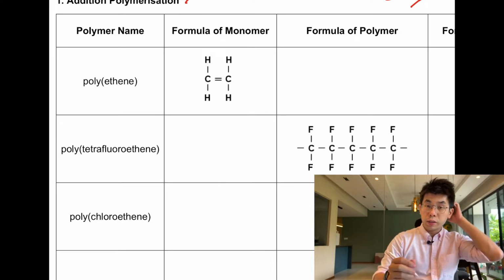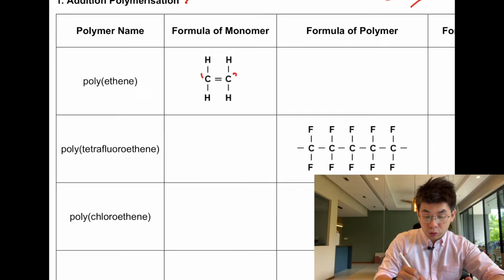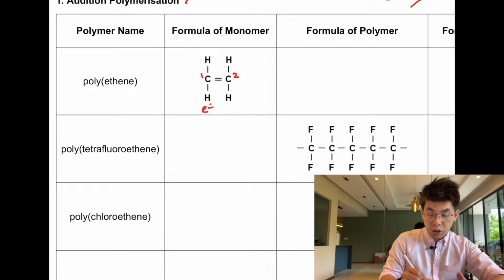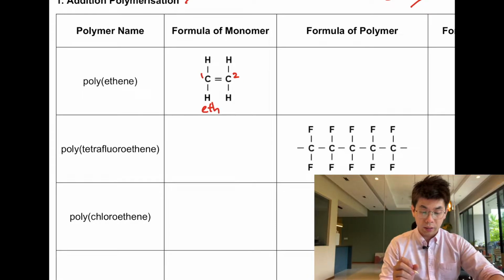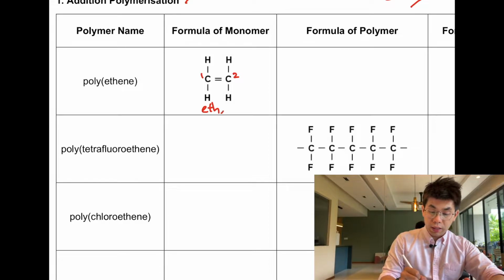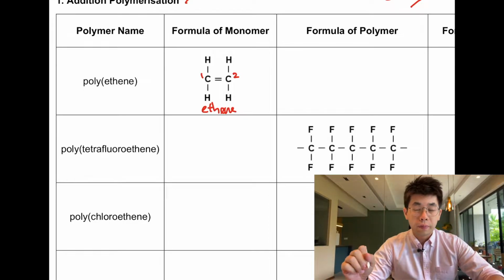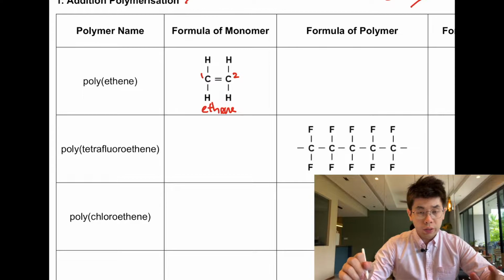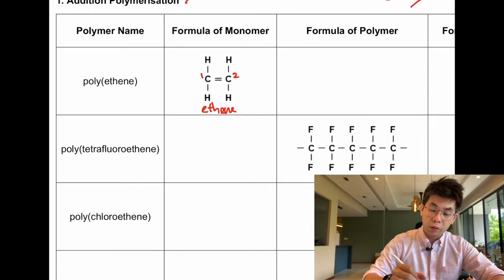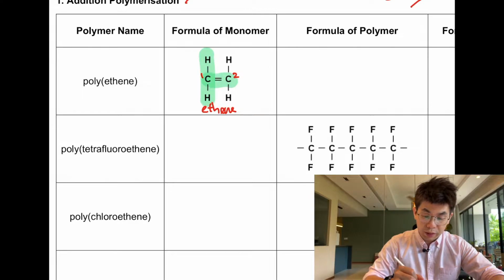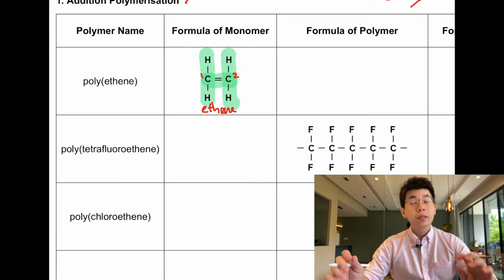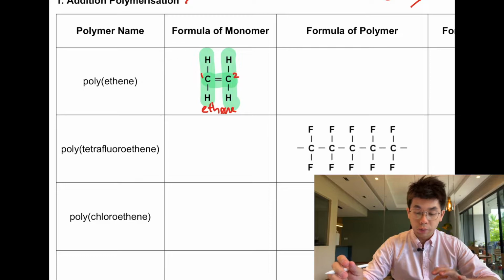This monomer has 1, 2 carbons, so it's an "eth", and then it has a double bond, so it's an "ene". It's ethene. Sometimes we draw ethene in different ways, but I will always suggest that when we talk about addition polymerization, we draw it in this manner, like an H. So how do we then draw the polymer?